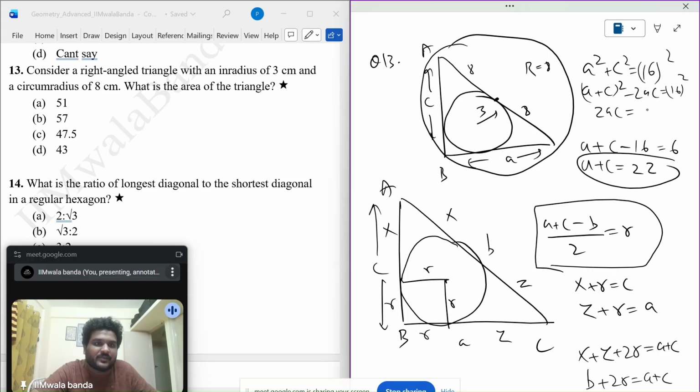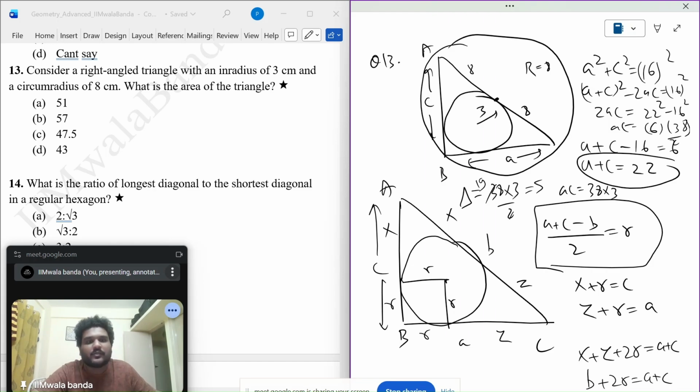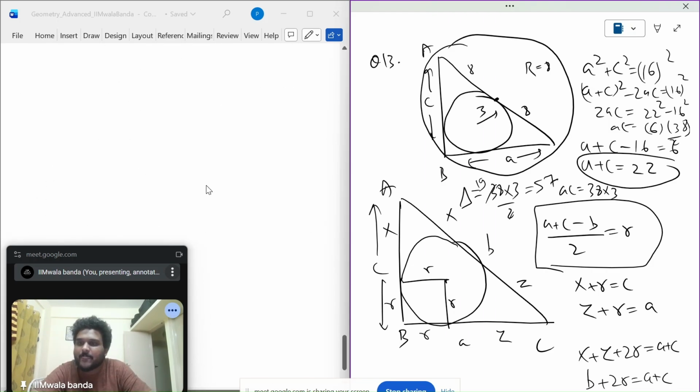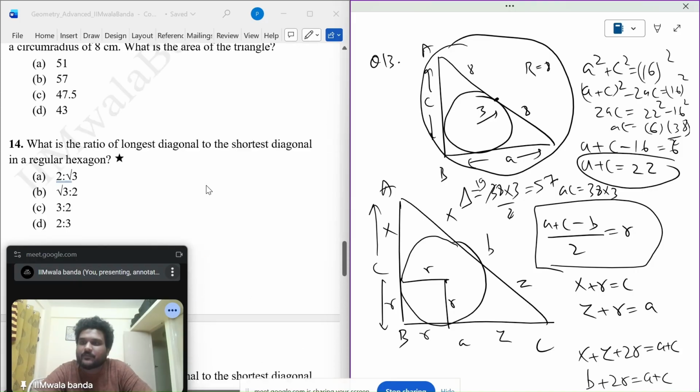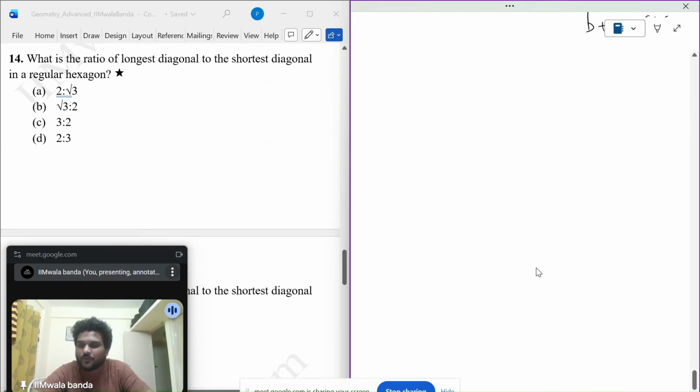So 2ac becomes 22 square minus 16 square, or 6 into 38 upon 2. This is AC, right? So AC is 38 into 3. I need area, which is half AC. So area will be 38 into 3 upon 2, or 19 into 3. 20 into 3 is 60, so 57. 13th is B. Yeah. But good question. If you don't know the formula, please be very comfortable in deriving because it's not that big of a deal. It doesn't take much time.